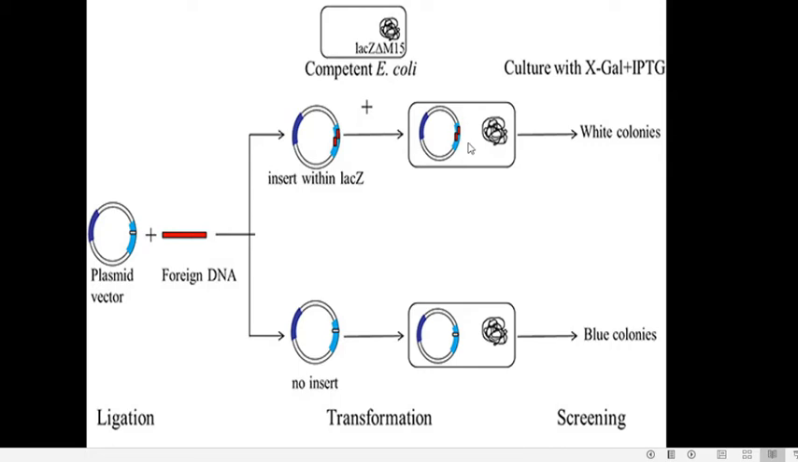So, there will be no blue color and the colonies will appear white itself. Whereas, if you are having an E. coli cell which has taken up an intact pUC19 vector without any foreign gene inserted, what will happen?